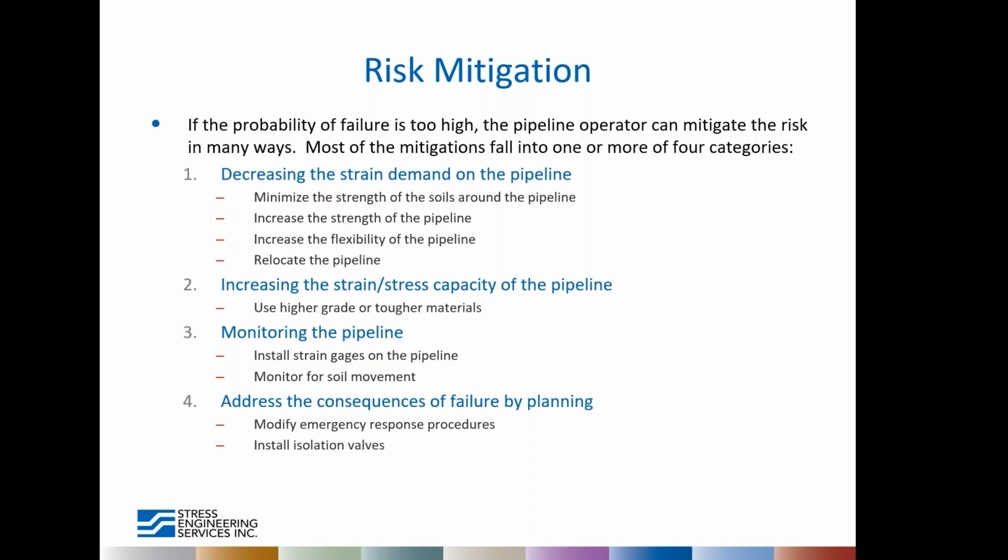So for instance, if it was something that was caused by soil subsidence, generally that isn't happening quickly. So it may be enough to just monitor the pipeline and look for those changes to identify when risks are starting to become more severe. And the last thing is to address the consequences of failure by planning. Really, this is modifying emergency response procedures, installing isolation valves so that if you do get a failure, maybe you can just reduce the ramifications of that failure or reduce the volume that's lost.